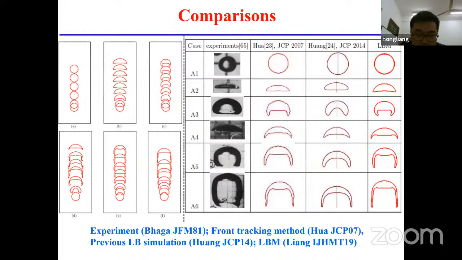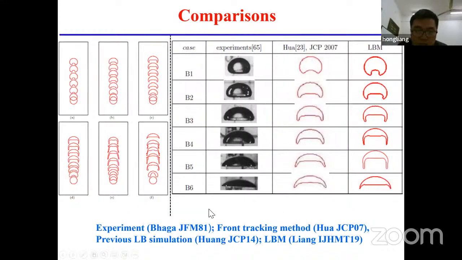We can see that in the paper of Wang, he has claimed that his model cannot be applied to the case with high density ratios. So the previous result is at a medium density ratio. Next. We can see this is the case B1 to case B6. We can see that our results also agree well with the previous results. Next.